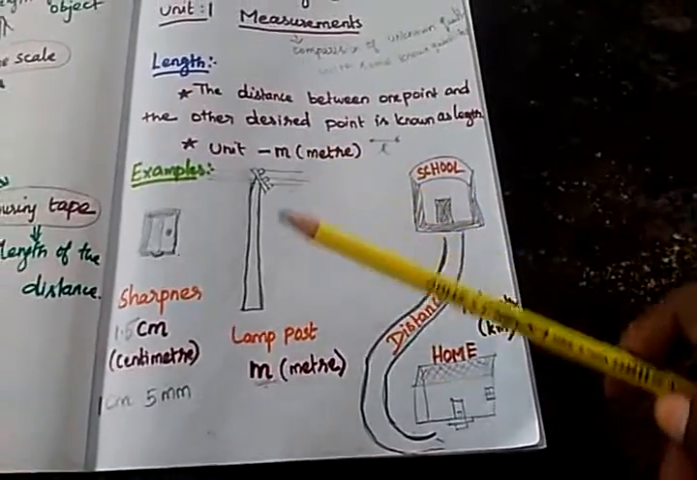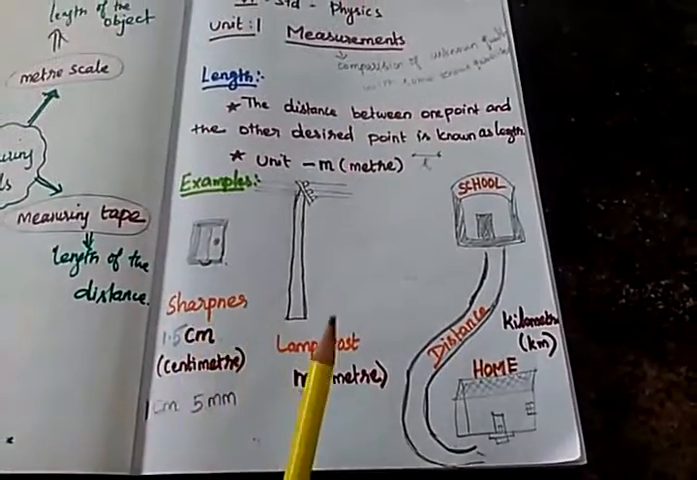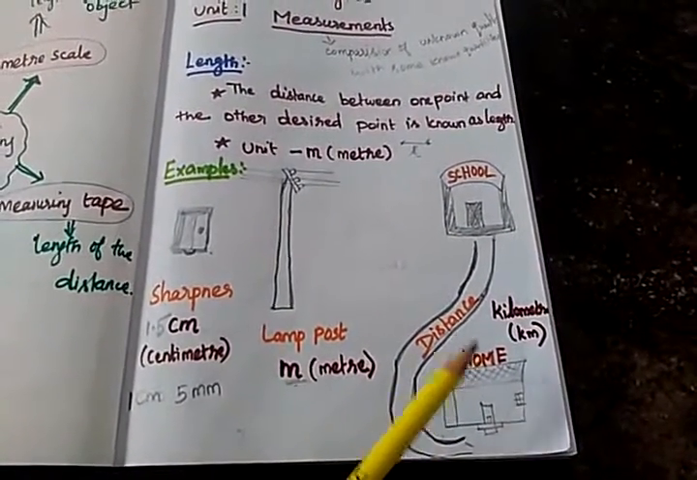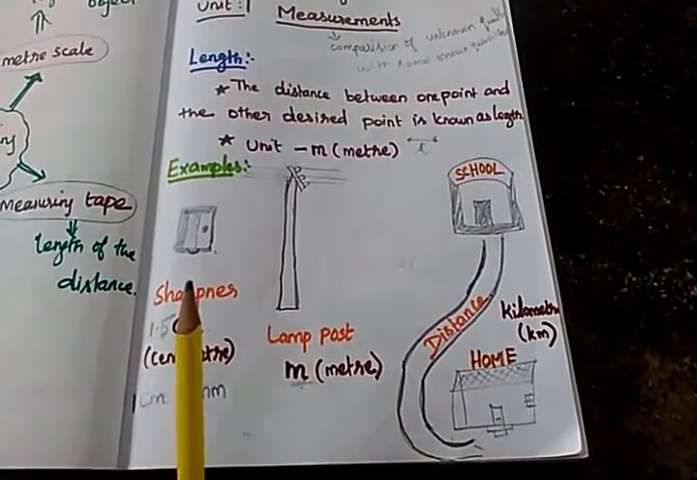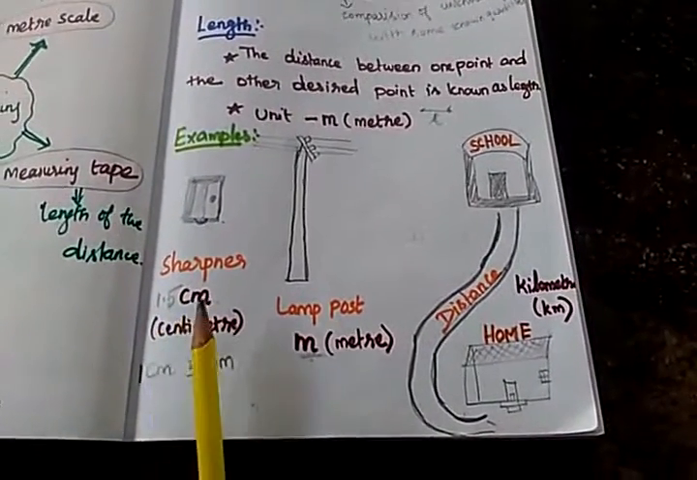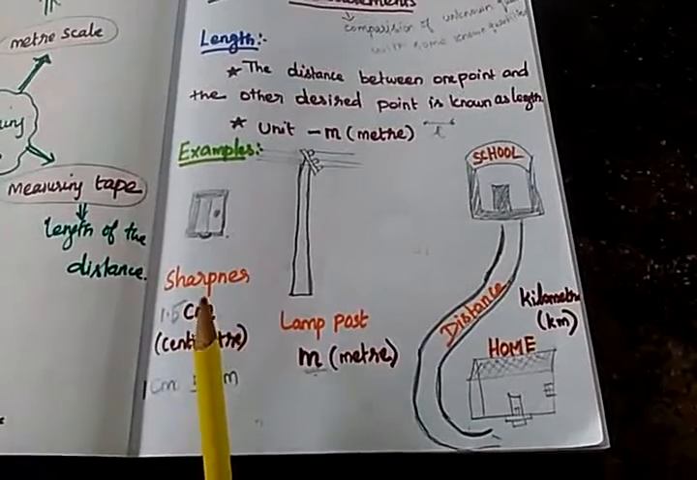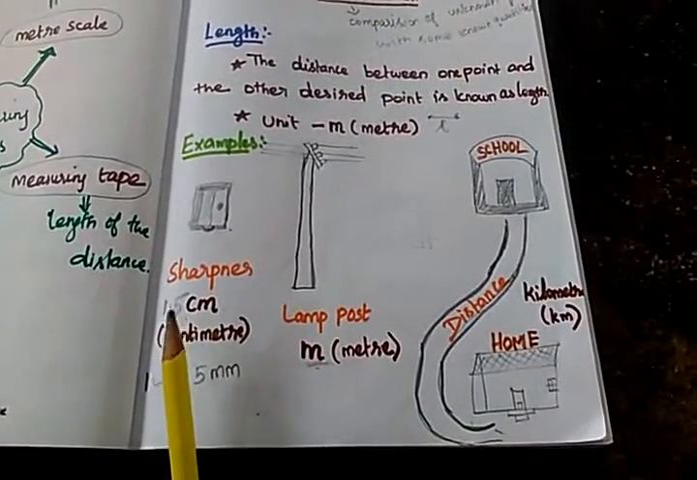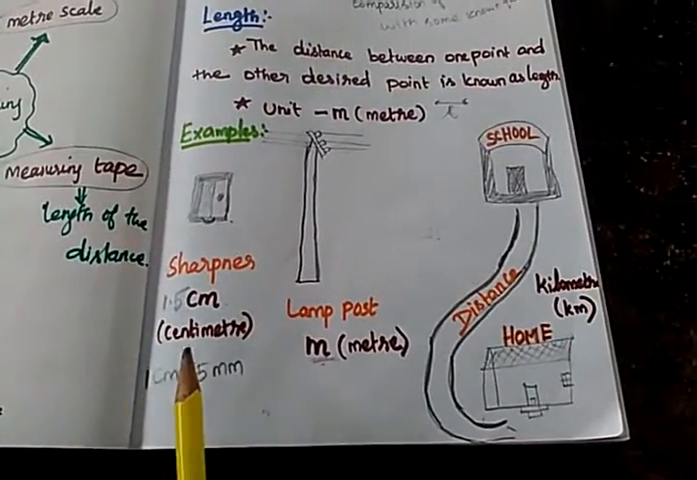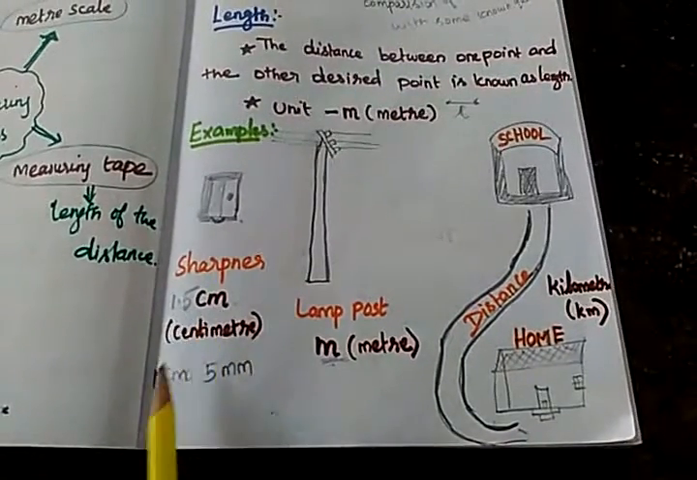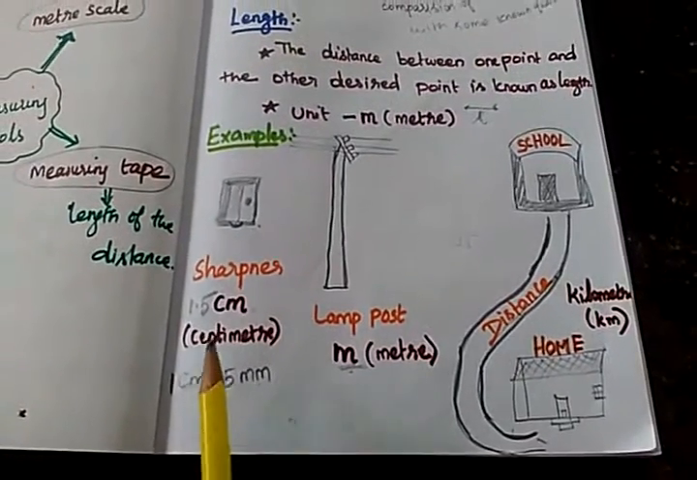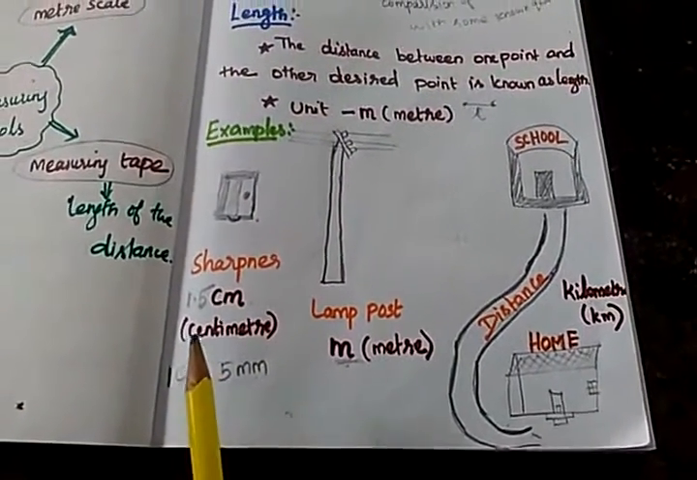Then we see some examples here: a sharpener, a lamp post, and the distance between school and home. What is this? A sharpener. Here we measure a short or very small length. For example, the length of the sharpener is 1.5 centimeter, that is, 1 centimeter 5 millimeter. So short length is measured in centimeter or millimeter.